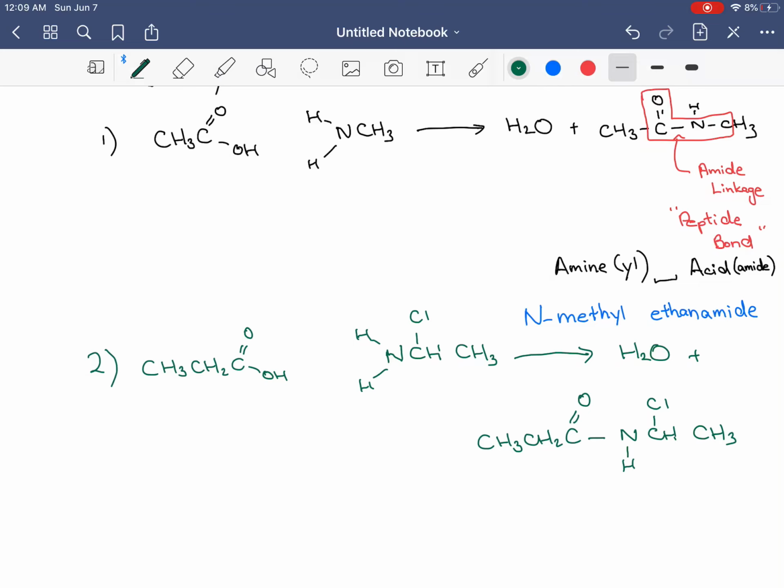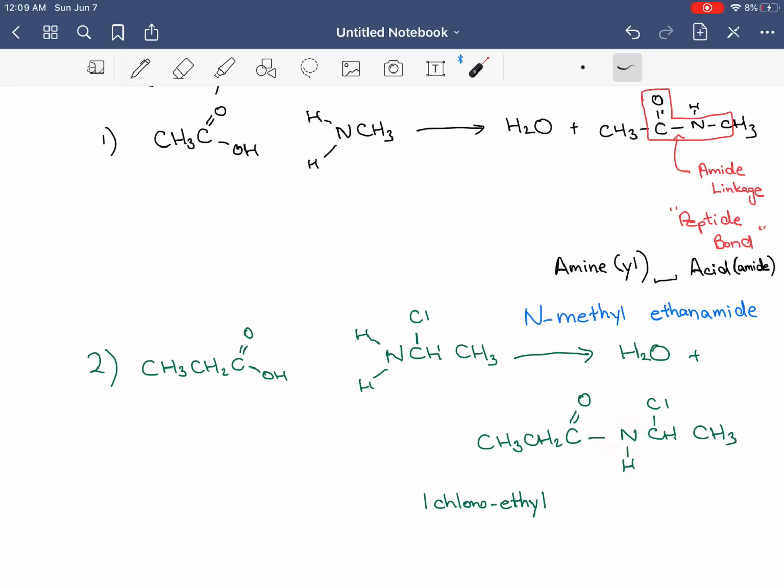Alright, so how are we going to name this? Well, I do hope you wrote 1-chloro, dash, ethyl. Now why? Remember what I said. You're going to use this N right here. It's sort of like the count point. You start counting after this N.